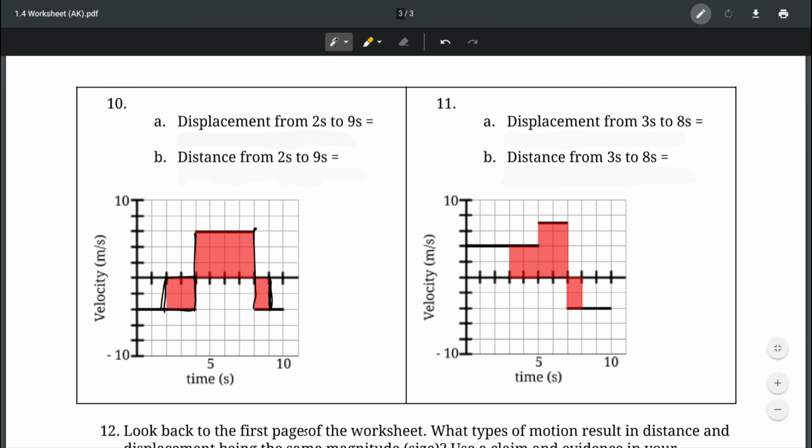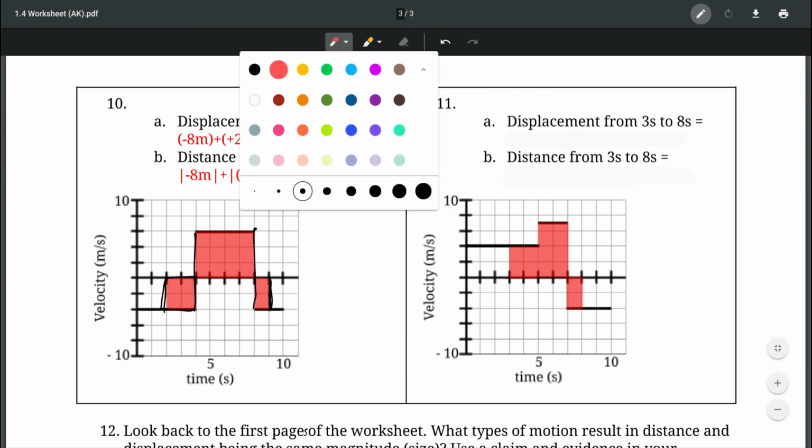So this affects the size of these rectangles, and therefore it affects the size of the total displacement. So we now have a total displacement of +12 meters. But then finding the distance is the same as it was before, where we're taking the absolute value of each of these sections and then finding the sum of those absolute values to get a total distance of 36 meters.